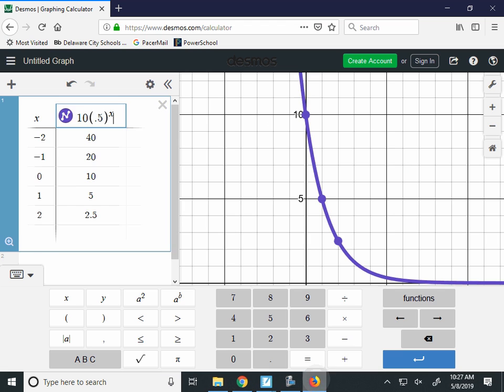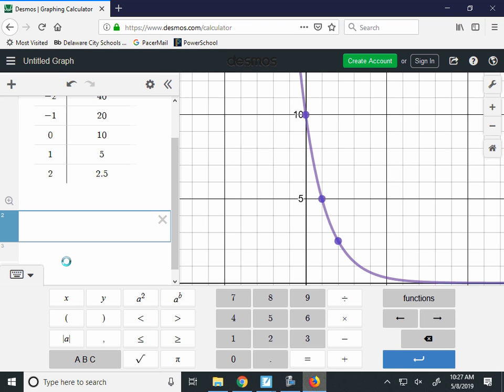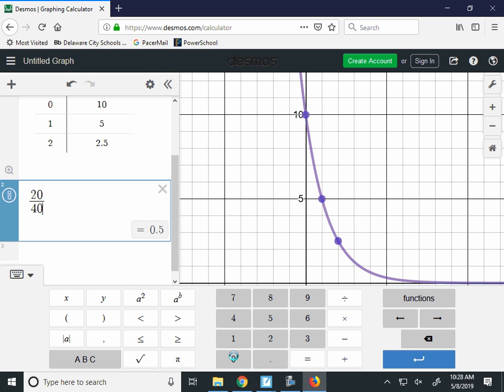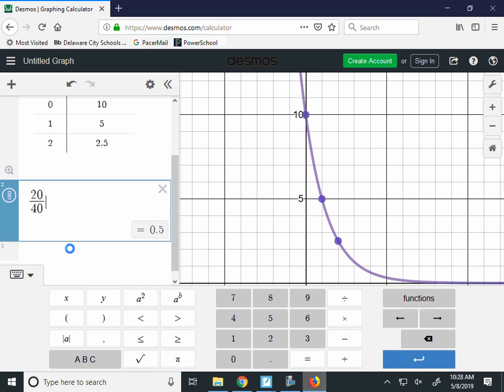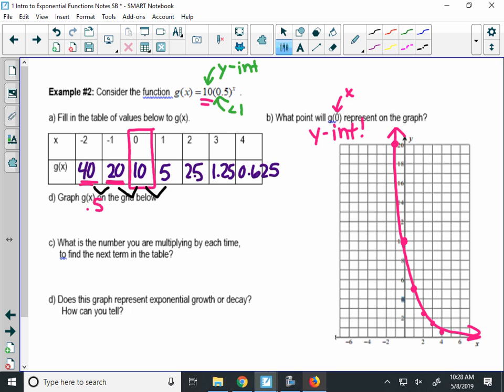So 20 divided, I want to leave that graph up here. 20 divided by 40. And it tells you that's 0.5. So let's check it out. Let's see if 0.5 actually works for us. So if I take 20 times 0.5 to get to the next one, I get 10. And when I look here, 10 is the next number in the box.